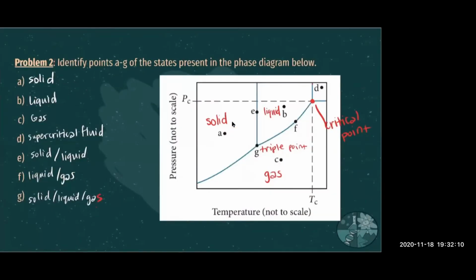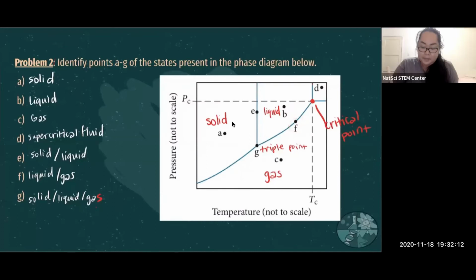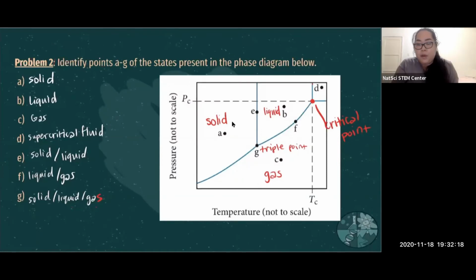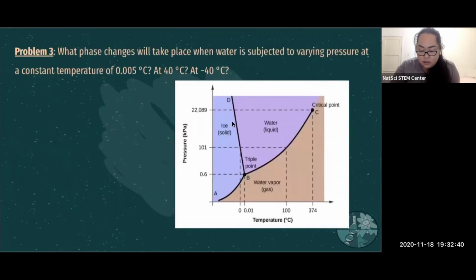For G, can we say triple point instead of solid, liquid, gas? Triple point just means that the substance is a solid, liquid, and gas at the same time. Remember the question is asking for the points in the phase diagram, so you can do either. What we just did was labeling some of the phases for each point. Okay, thank you. We'll go on to the next one.